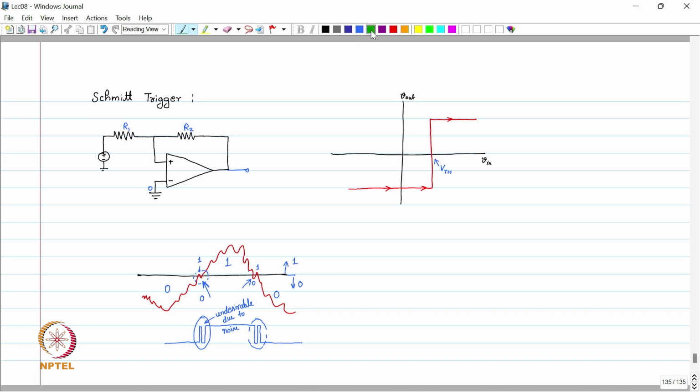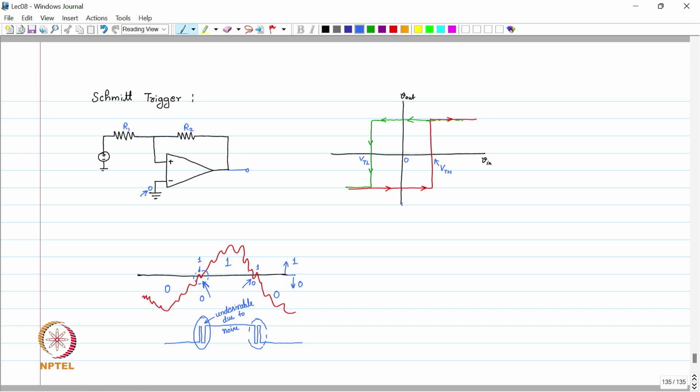While coming back, let's draw it in a different color. So while going back, when we decrease the input, the threshold is different. So this is the path while going high to low, and this threshold is called VTL, the threshold voltage while going low. The midpoint is that zero voltage or the origin, because we have connected this terminal to 0 volt.